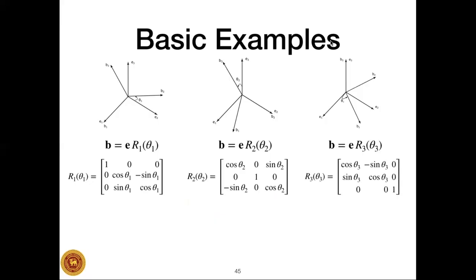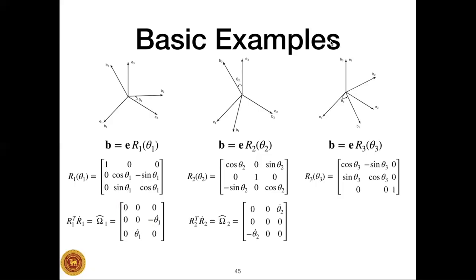Now, if these angles are changing, so all these things are spinning about the axis, theta 1 is changing with time, theta 2 is changing with time, theta 3 is changing with time. So if you differentiate these matrices R1, R2, R3 and multiply R1 dot by R1 transpose, R2 dot by R2 transpose, and R3 dot by R3 transpose, what do we get? We can do this calculation directly, and we find that R1 transpose R1 dot is given by this, and we will call that omega 1 hat. If you take R2 transpose R2 dot, we get omega 2 hat given by this, and R3 transpose R3 dot is given by this.